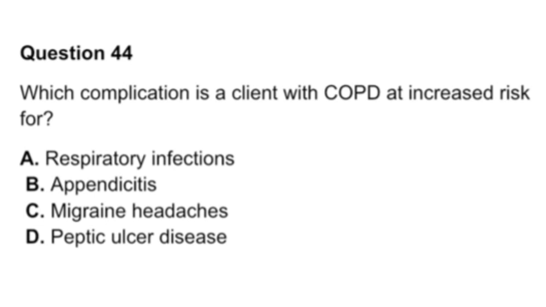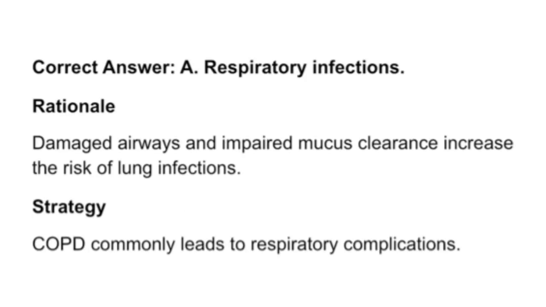Question 44. Which complication is a client with COPD at increased risk for? A. Respiratory infections. B. Appendicitis. C. Migraine headaches. D. Peptic ulcer disease. Correct answer, A. Respiratory infections. Rationale: Damaged airways and impaired mucus clearance increase the risk of lung infections. Strategy: COPD commonly leads to respiratory complications.